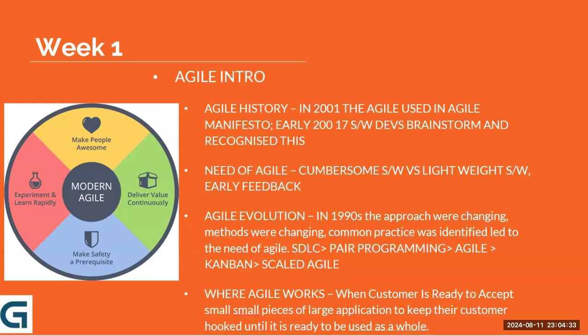Agile history. In 2001, the Agile Manifesto, early 2000s, 17 software developers brainstormed and recognized this. One correction, it is early 2000s, it's a typo, so that's fine. What it says is in 2001, the Agile Manifesto was first created, and prior to that, 17 software developers brainstormed and recognized this.